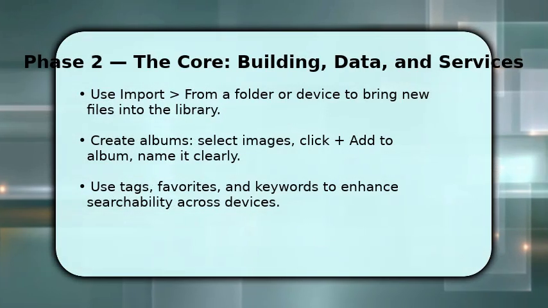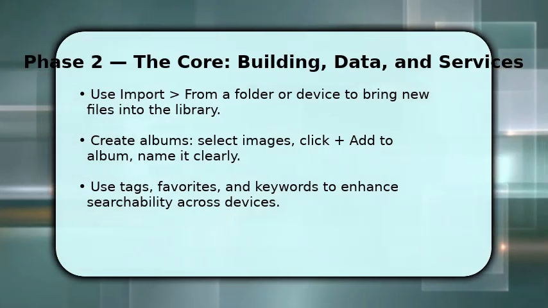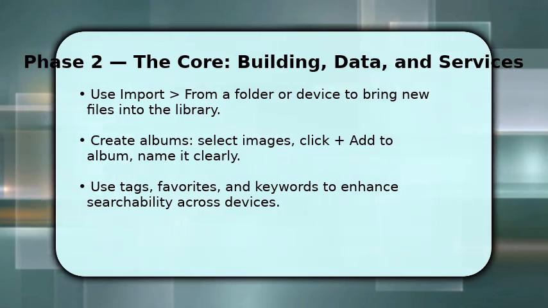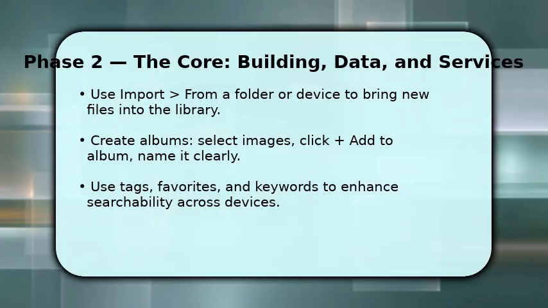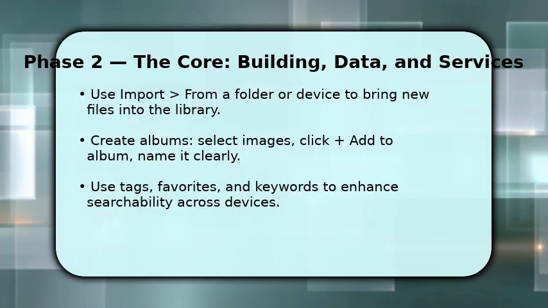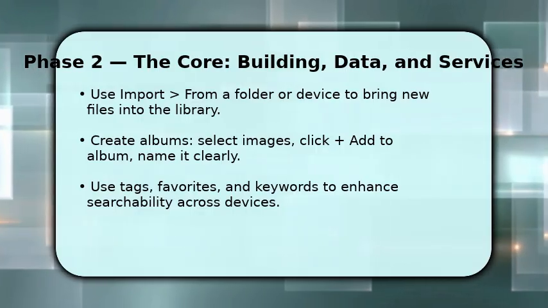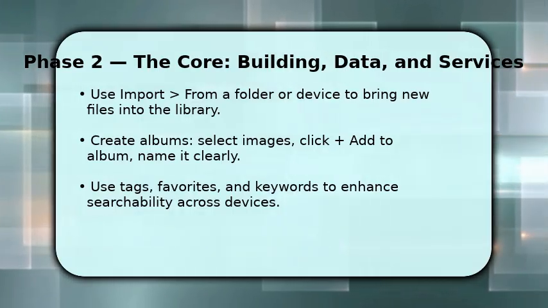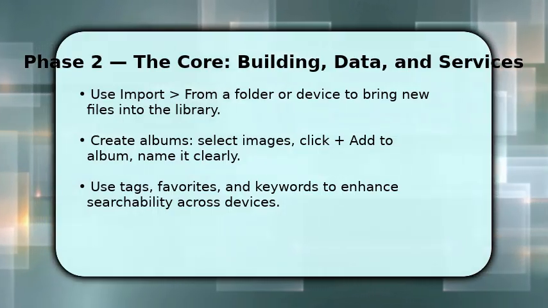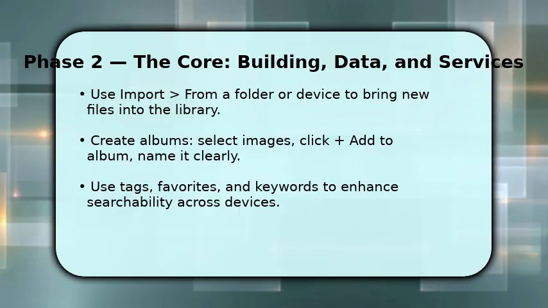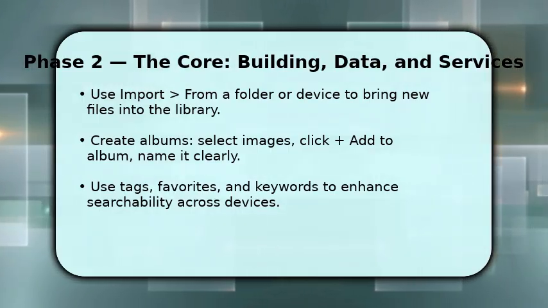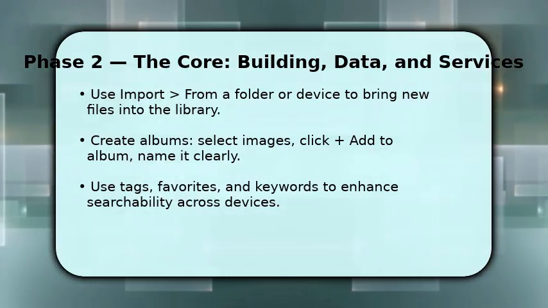Now you import and organize. Connect a device or use import from a folder. Photos copies or links items, so choose based on space. Once images are in, select several and click Add to Album. Name albums by event or project to keep things tidy. Use favorites and add tags or keywords to each image for faster search later. Make sure to let OneDrive finish syncing, otherwise edits won't appear on other devices. This keeps your collection structured and findable.